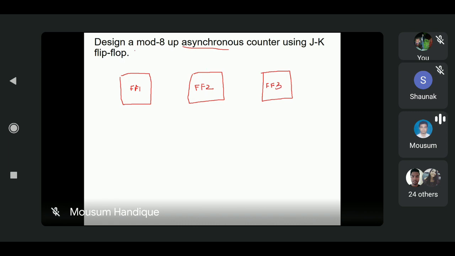So if we are using the JK flip-flop, what happens? We are using the J input. This one is the J, and suppose this one is the K. Okay, K. And this one is the clock signal.